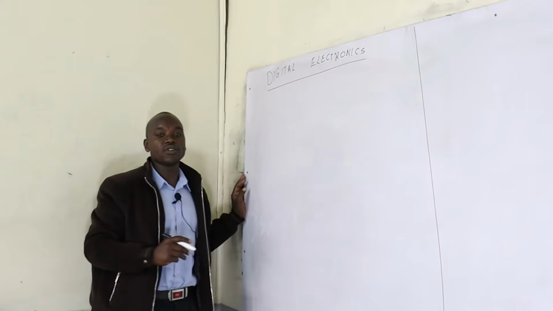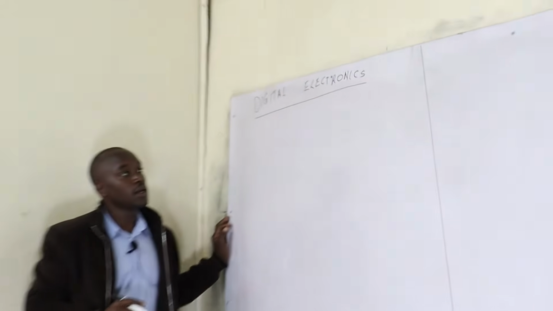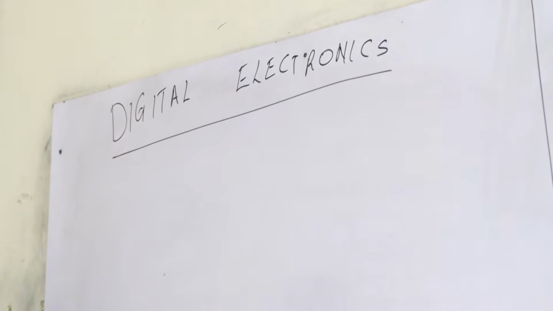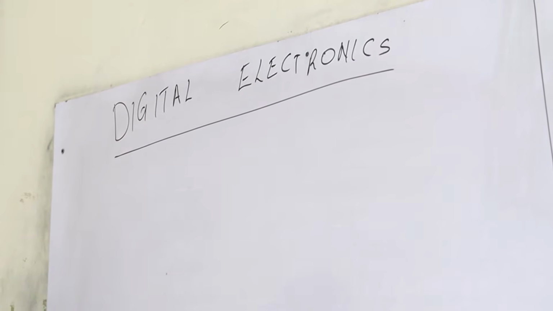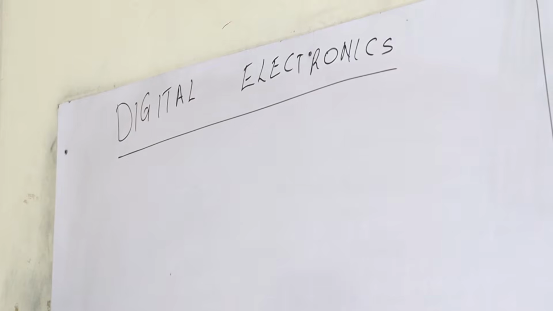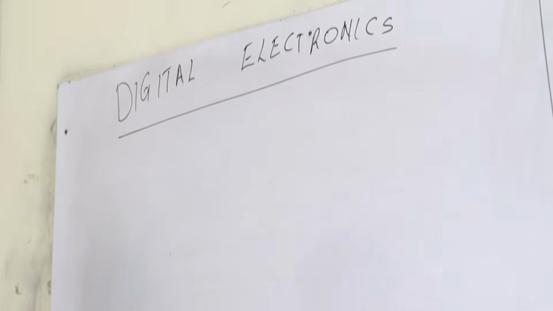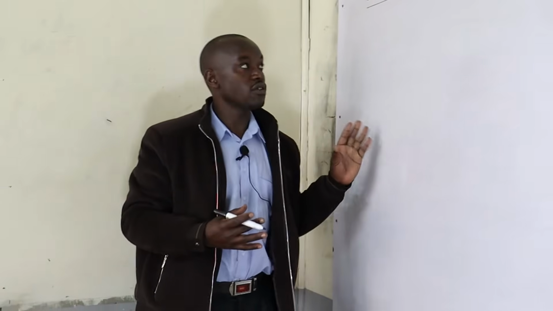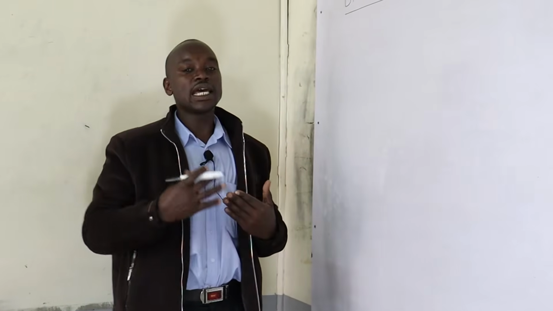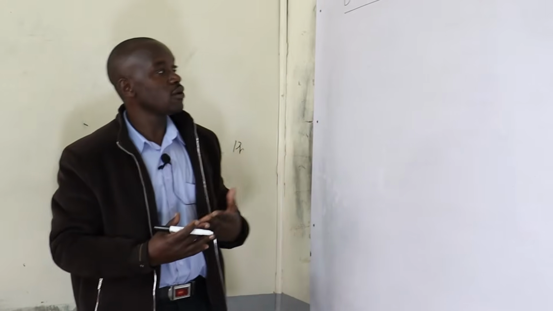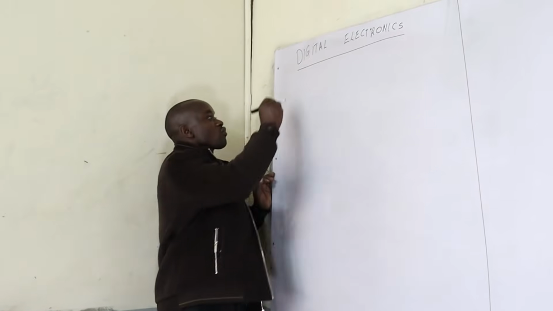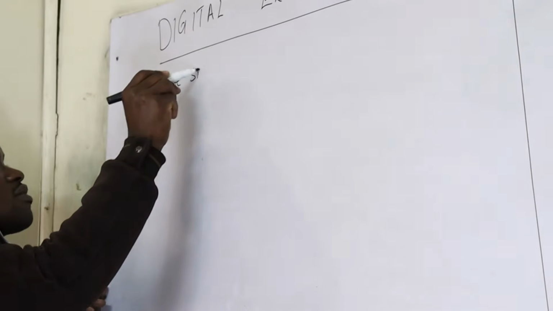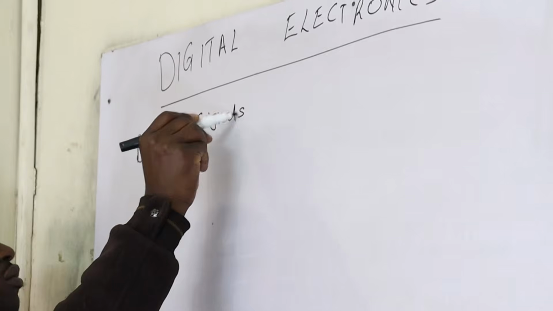Today we shall be dealing with digital electronics, a subject which basically entails how we convert data from analog to digital, and basically why digital, because in electronics we have two parts. We have analog electronics and then we have digital electronics. So whenever we talk about digital, it means anything which can have discrete signals. So in digital electronics we have discrete signals or values.